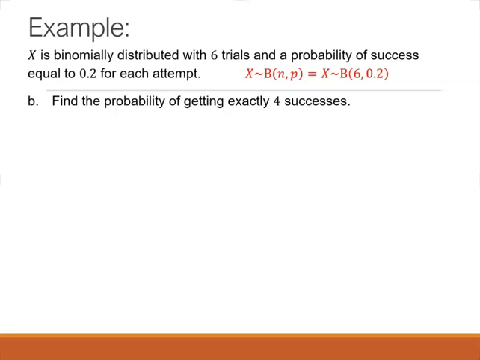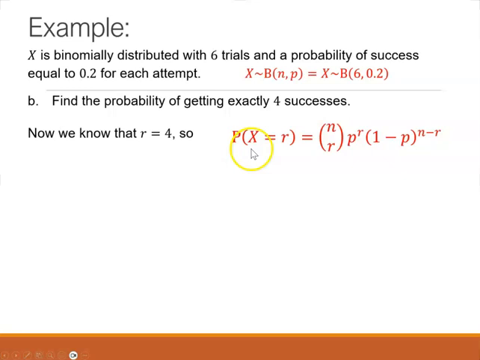Okay. We're going to take this situation and find the probability of getting exactly 4 successes. So what is that symbolically? That's the probability of X equal to 4. So if I plug into our formula, n is 6, r is 4, p is 0.2. So I have this. Everybody's good with how I plugged in?